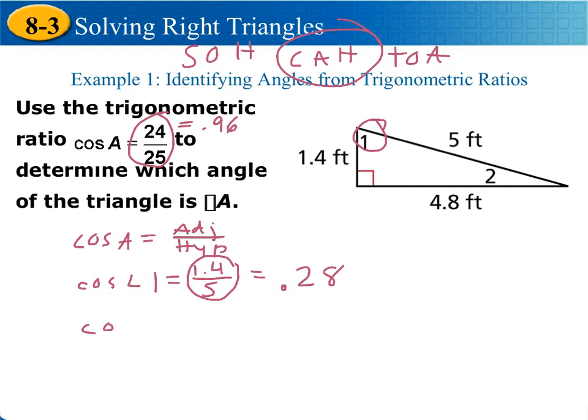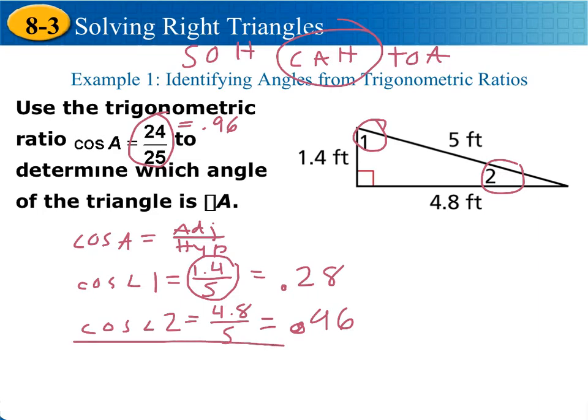So now let's find cosine of angle 2. What is adjacent to angle 2? 0.8. 0.96. So that's the same. So when it asks which angle of the triangle is angle A, angle 2 is angle A.